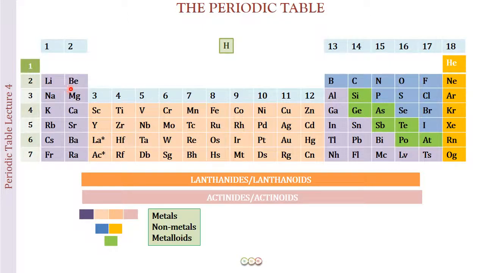Next, we have the second period. This is going to correspond to n equal to 2, which has electron fillings of 2s2 and 2p6. So 2s2 are lithium and beryllium, and 2p6 are boron to neon. This makes it 8 elements in the second period.